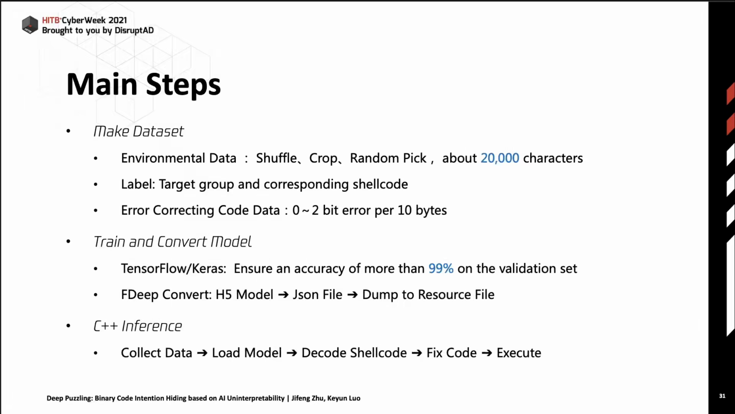There are 3 main steps in implementation. Step 1. Make dataset. We collect environmental data when the program was running, and then randomly sort it, crop it, etc. to form a string of about 20,000 chars in length. The label is the type of target intent, and the corresponding shellcode.